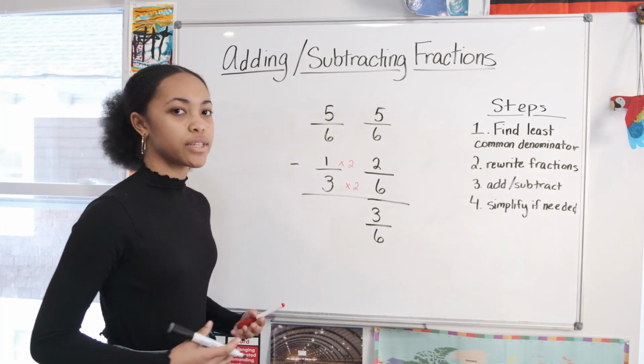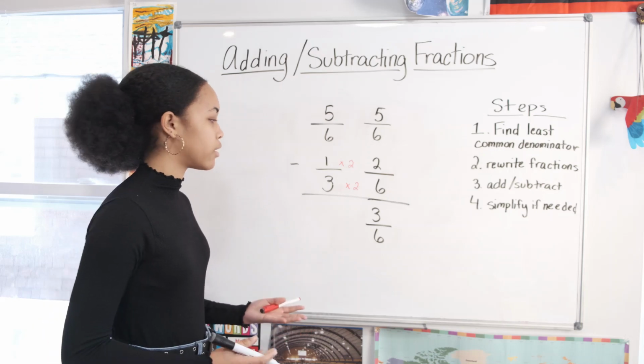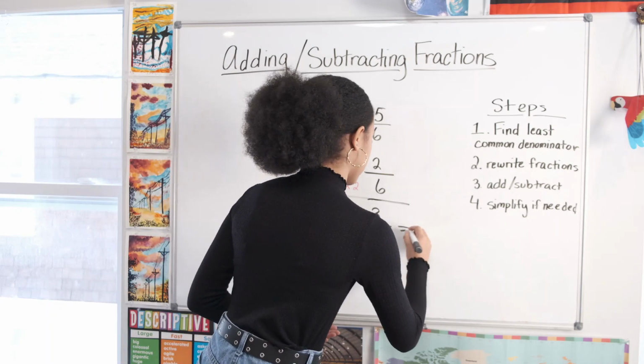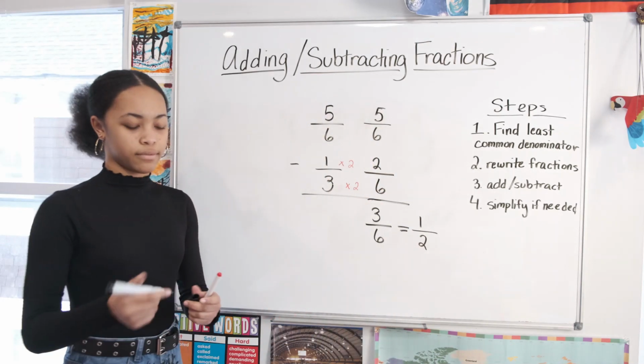And now we simplify. 3 over 6 is the same as 1/2 because 3 is half of 6. So our simplified answer is 1/2.